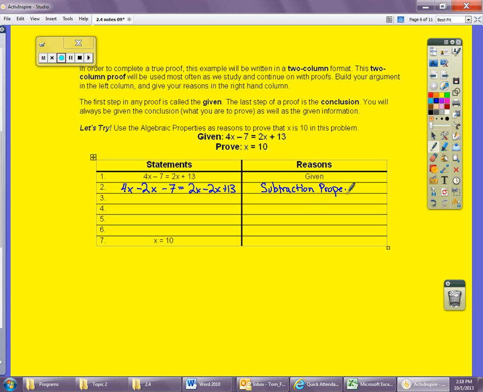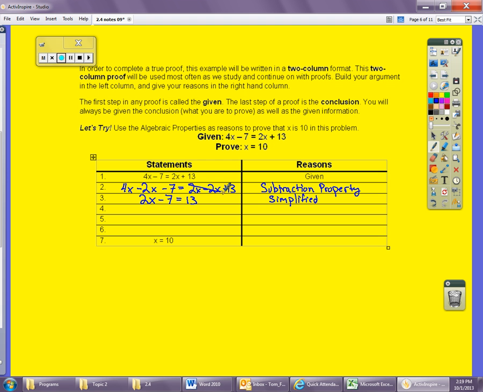So that's my subtraction property, because I subtracted 2x from both sides, so they're going to cross off. Then 4x minus 2x gives me 2x, so I have 2x minus 7 equals 13. My subtraction property allowed me to do that. Now what I just did there was I simplified it. So we simplified, we did 4x minus 2x, and we cross off these x's.